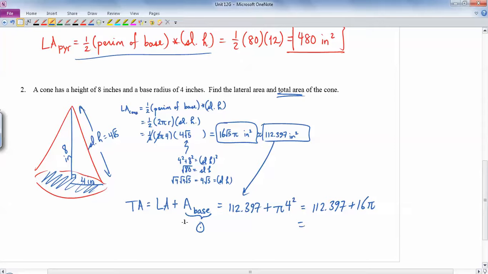And if you work that out, 16 pi, we get 162.663, let's say. And then that's total area, so that's also inches squared.